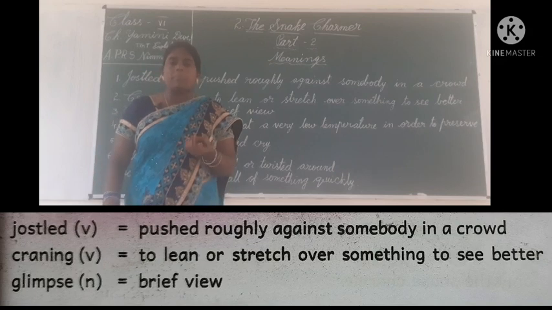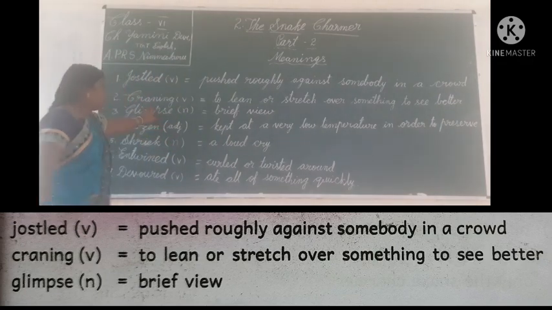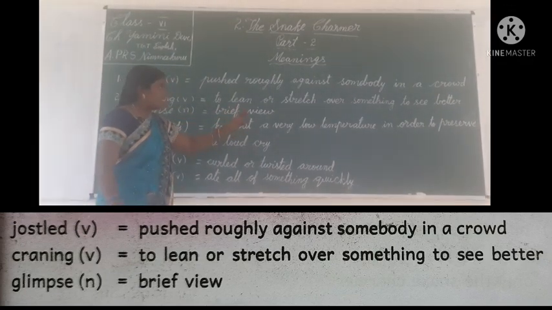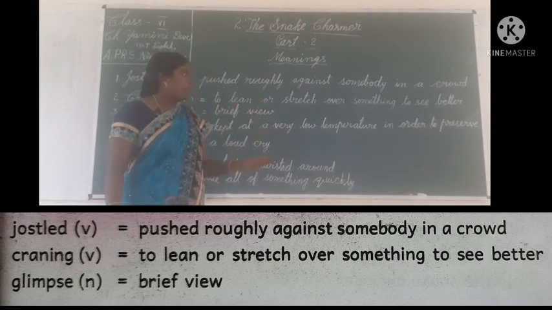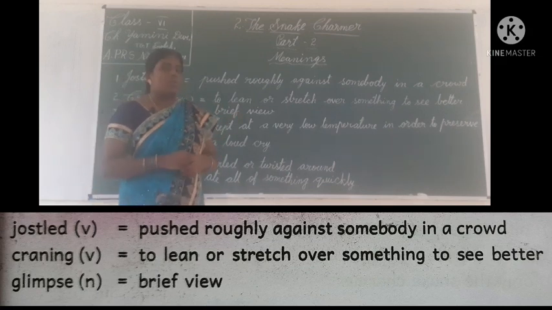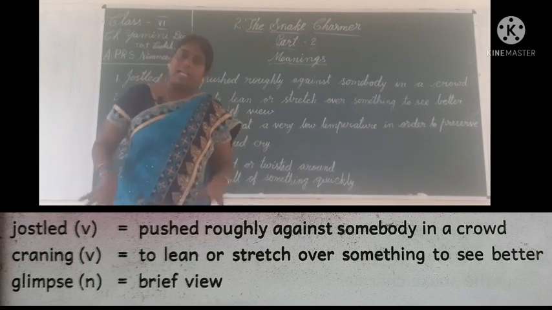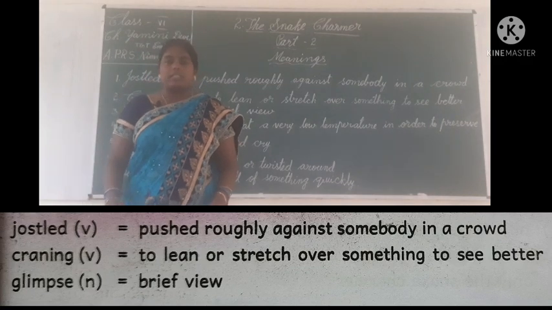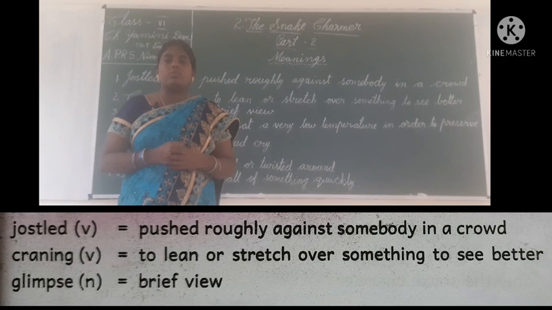So what is the meaning of the word craning? The meaning of the word craning is to lean or stretch over something to see in a better way. Craning means to lean or stretch over something to see in a better way. So the people are craning their necks like this to see the fierce and terrible dragon, to have a glimpse of the fierce and terrible dead dragon.